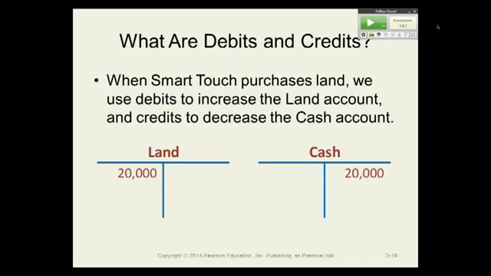And when you first start looking at this, to me, the best way to do it is to go from the equation to the T accounts. Just make that step, and that will help. So again, the entry would be to debit land and credit cash.